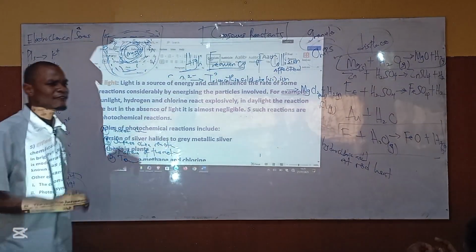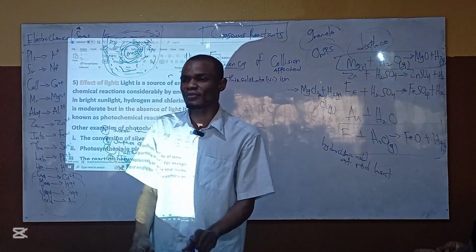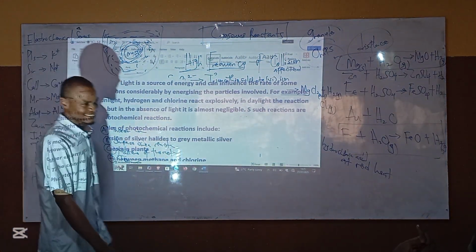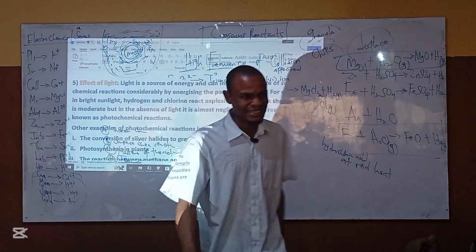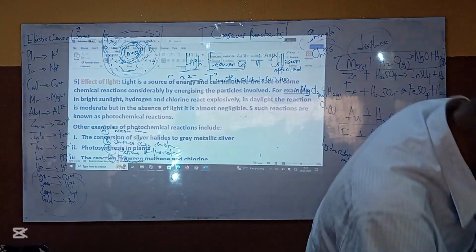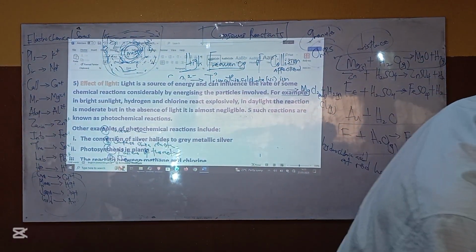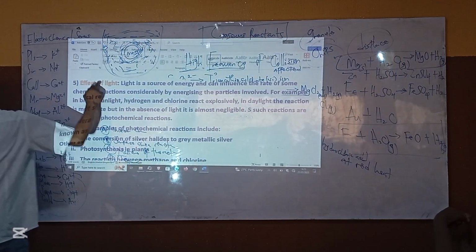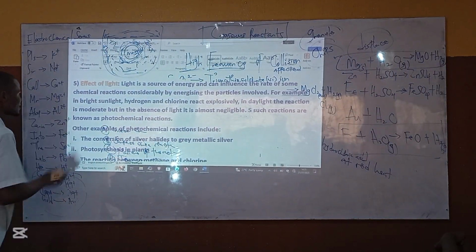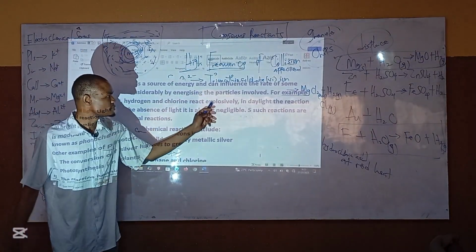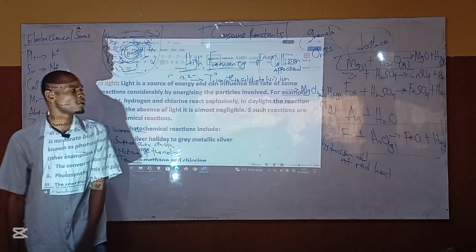What are the five factors that affect the rate of chemical reaction? Effect of light. Do you know that light is an energy? Is it an energy or not an energy? Light energy. It's energy. So now, effect of light. Light is a source of energy and can influence the rate of reaction.